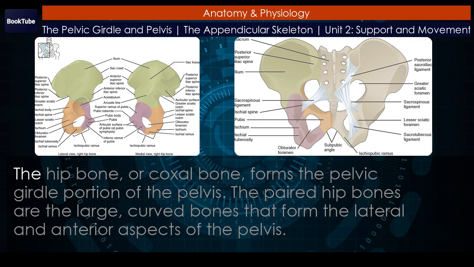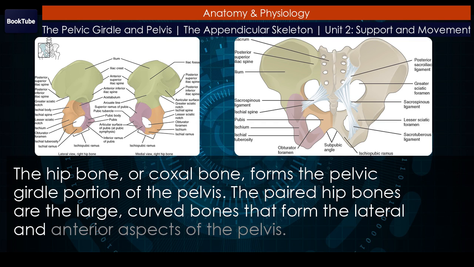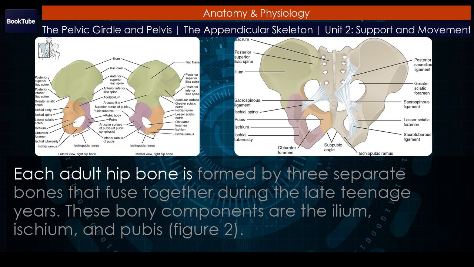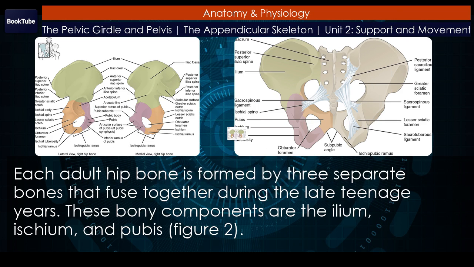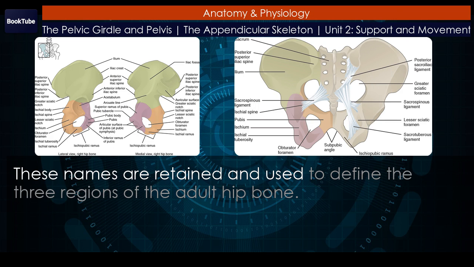Hip bone. The hip bone, or coxal bone, forms the pelvic girdle portion of the pelvis. The paired hip bones are the large, curved bones that form the lateral and anterior aspects of the pelvis. Each adult hip bone is formed by three separate bones that fuse together during the late teenage years. These bony components are the ilium, ischium, and pubis. Figure 2. These names are retained and used to define the three regions of the adult hip bone.